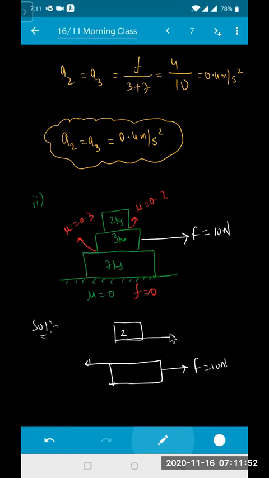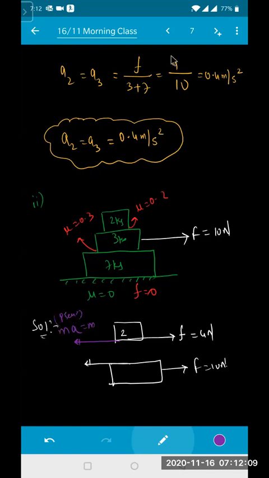And frictional force acts on this one also, isn't it? How much is this frictional force? 4 Newton. Now apply the pseudo force. What will be the pseudo force acting on this body? The pseudo force will be equal to mass into acceleration. So this will be equal to mass times acceleration, and this is your pseudo force.